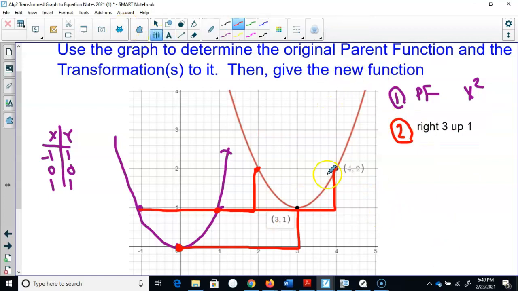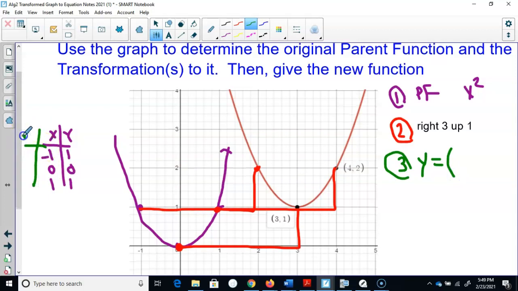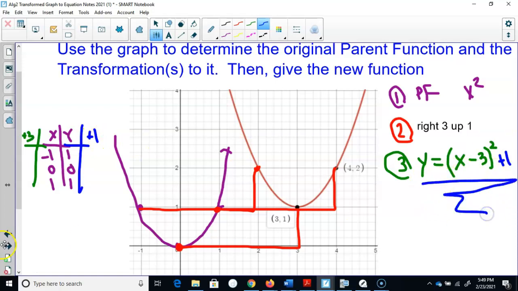Now I'm going to take what we know from before, and I'm going to write y is equal to, well, to the right 3 means I added 3 to the x's. So I need to do the opposite to the inside of that grouping symbol. I'm going to subtract 3. And then up 1, well, up 1, that's the y value. So I added 1 to everything. So I'm going to put a +1 on the outside because anything that happens to the y is the same operation on the outside of the grouping symbol. And there is my function.